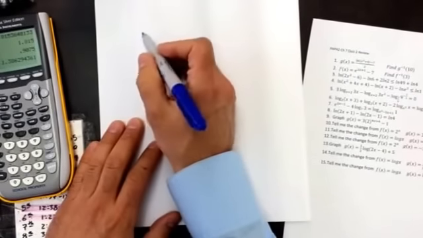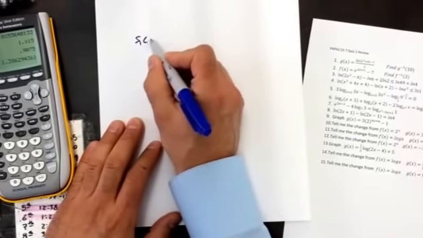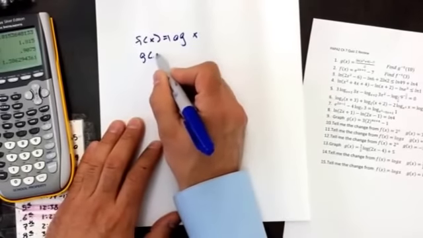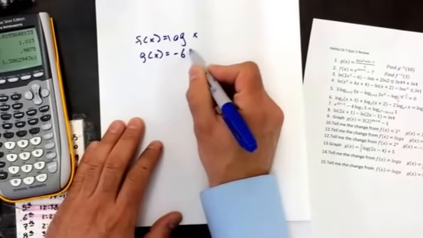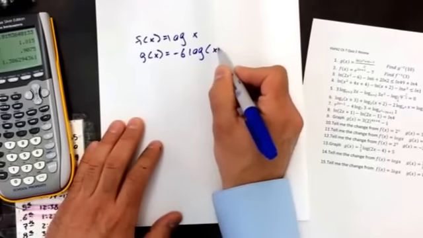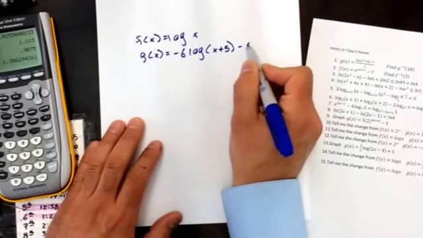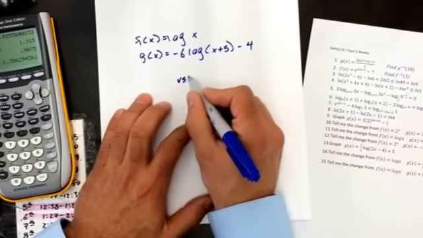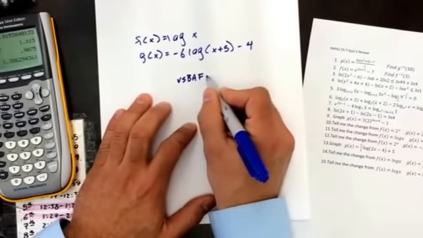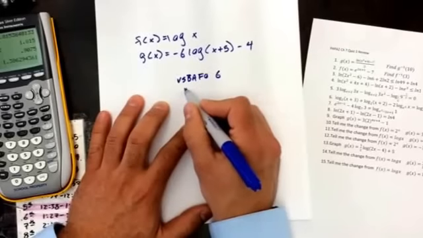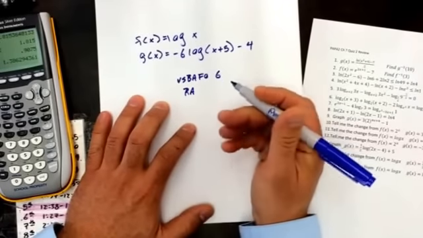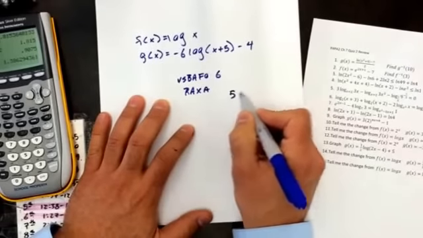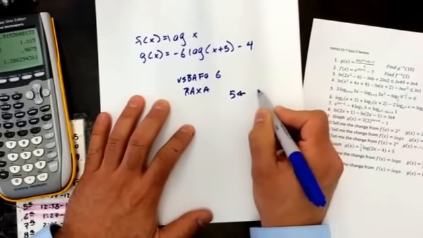Problem after that is, tell me the change from f of x equals log of x to g of x equals -6 log of x plus 5 minus 4. So this is going to be a vertical stretch by a factor of 6. It's going to be reflected across the x-axis. This is going to be 5 to the left, and this is going to be 4 down.